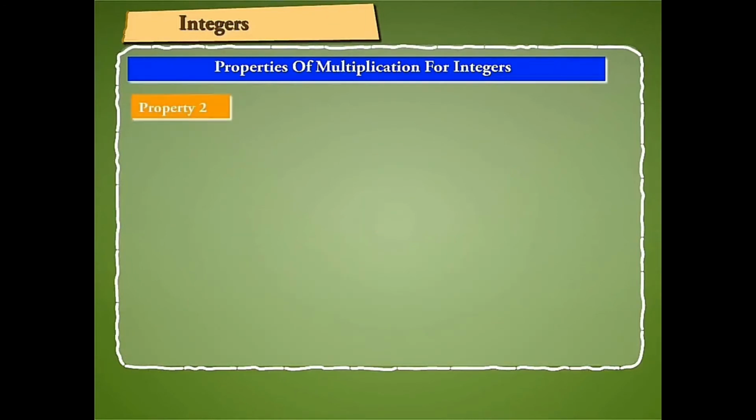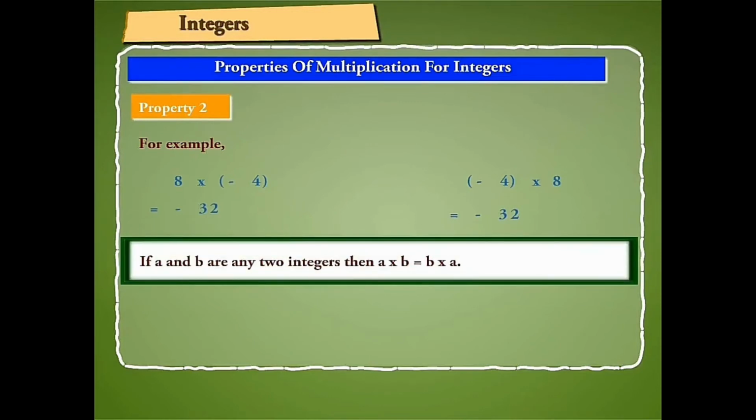Property 2. Let us multiply any two integers in different orders. For example, 8 into minus 4 is equal to minus 32, and minus 4 into 8 is equal to minus 32. Thus, we see the product of any two integers remains the same, whatever be the order of multiplication. Hence, if a and b are any two integers, then a into b is equal to b into a. This is called commutative property.